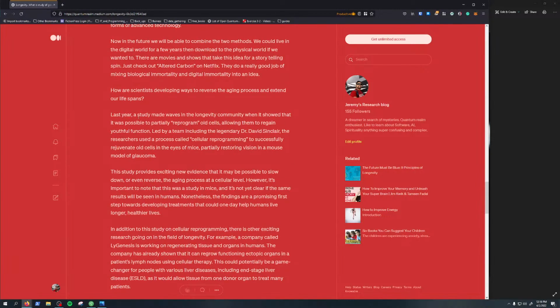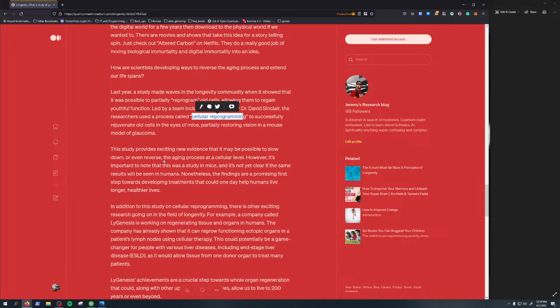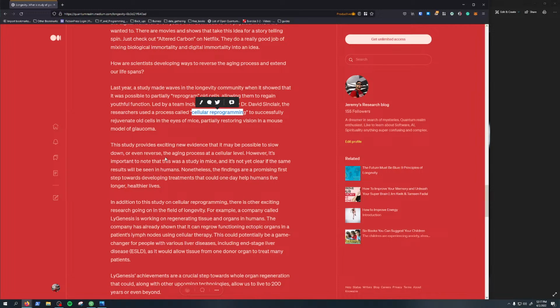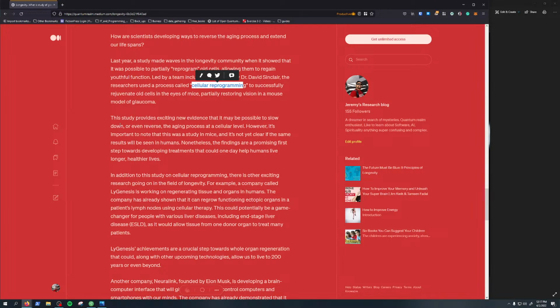Sorry about that. So let's just go with a study that made waves in the longevity community when it showed that it was possible to partially reprogram old cells, allowing them to regain youthful function. Led by a team including the legendary Dr. David Sinclair, the researchers used a process called cellular reprogramming to successfully rejuvenate old cells in the eyes of mice, particularly restoring vision in the mouse model of glaucoma. The study provides exciting new evidence that it may be possible to slow down or even reverse the aging process at a cellular level.